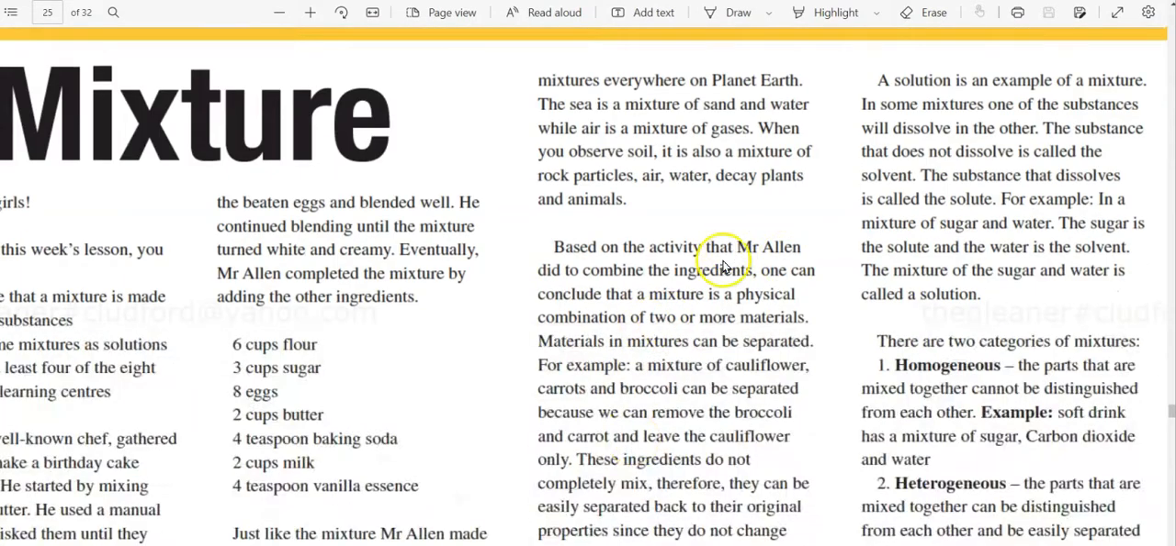Based on the activities that Mr. Allen did to combine the ingredients, one can conclude that a mixture is a physical combination of two or more materials. Materials in mixtures can be separated.